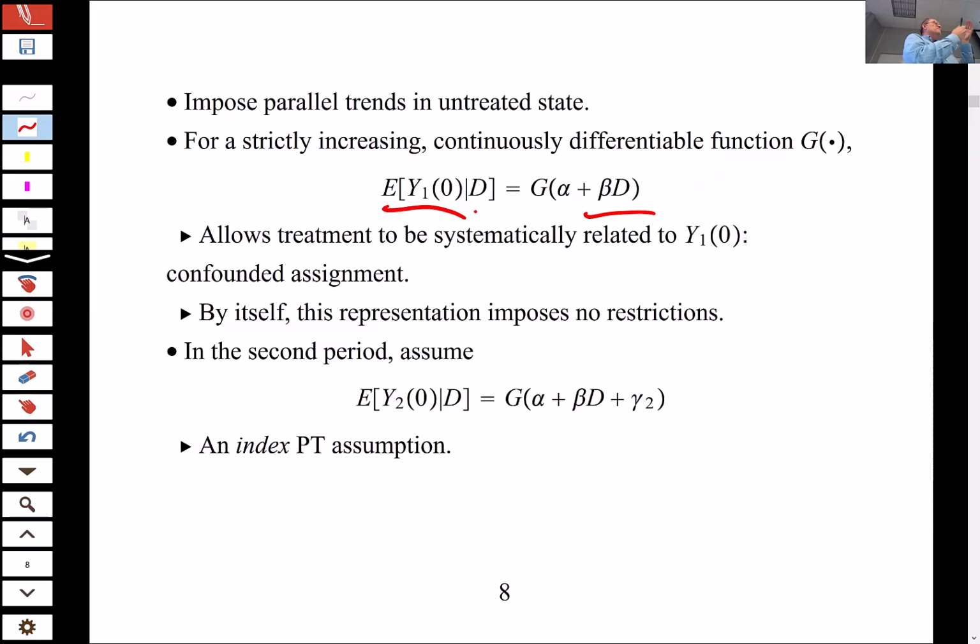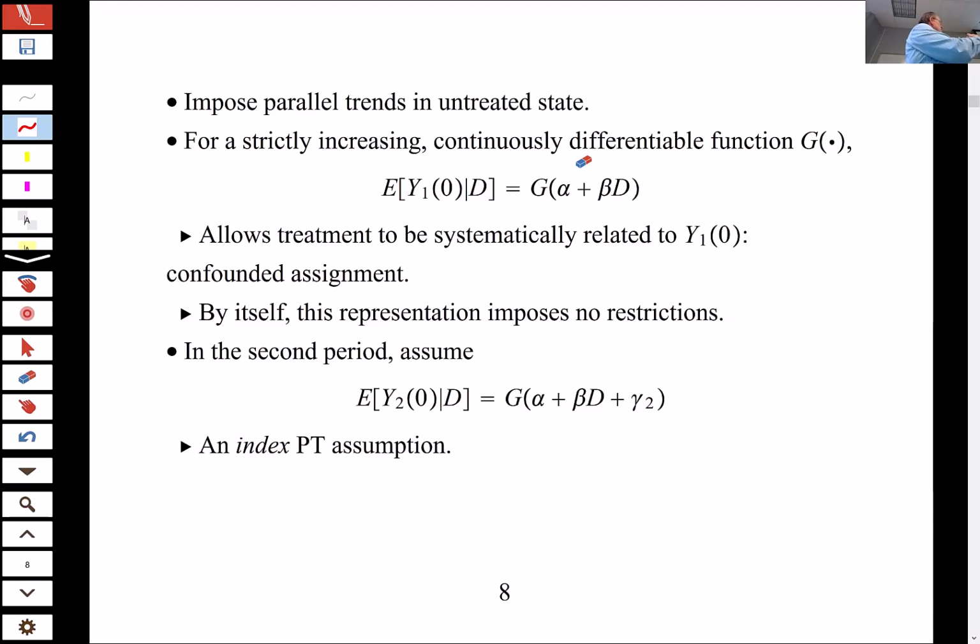So that's the power of having 2 periods, right? If we only had a single cross-section, we couldn't allow this because we would be doing a comparison of means, and then this would make it systematically biased. So the beta being different from 0 allows for confounded assignment.